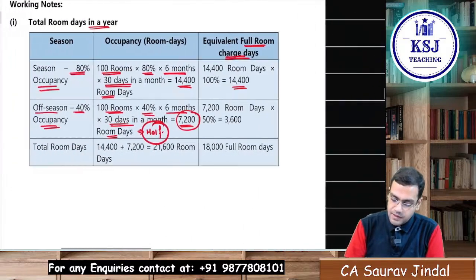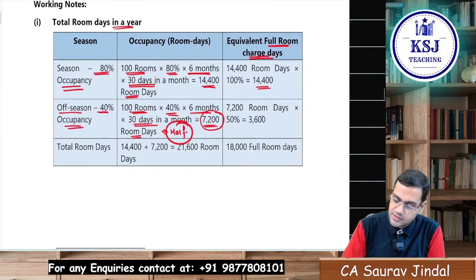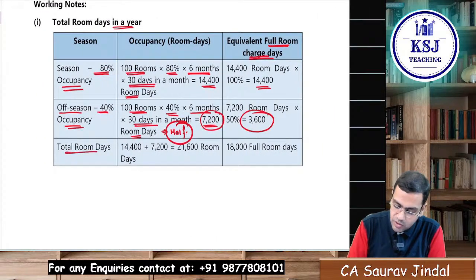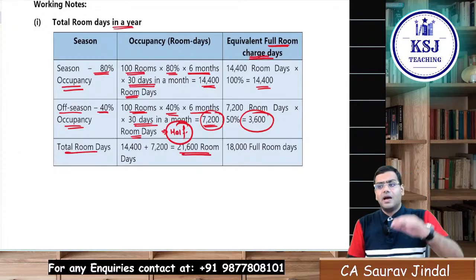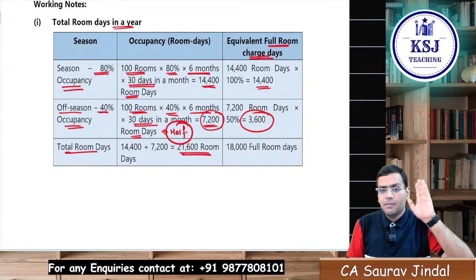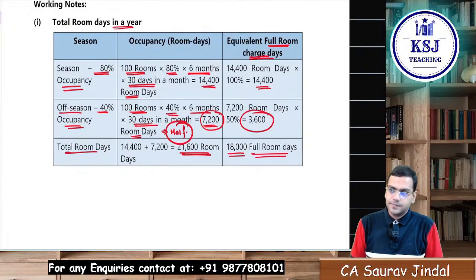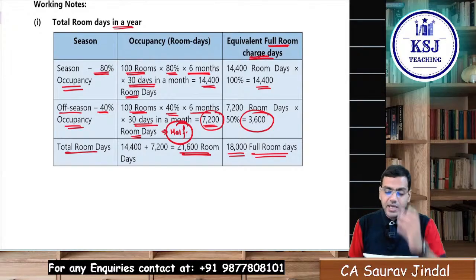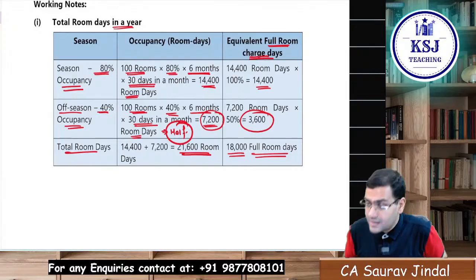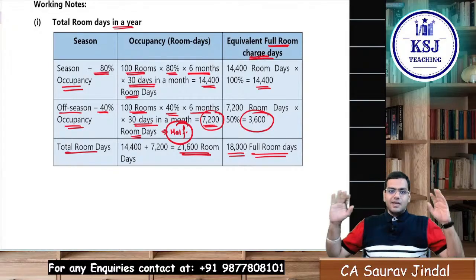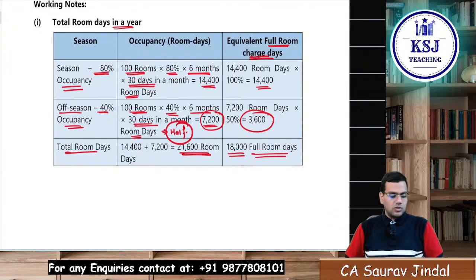Clear? So that is what is done here, that is 3600. So total room days is 21,600 under the normal circumstances, but we have converted them into 18,000 full room days. We have calculated the equivalent full room days because the cost is given common for all the season. So we need to convert it, sir.